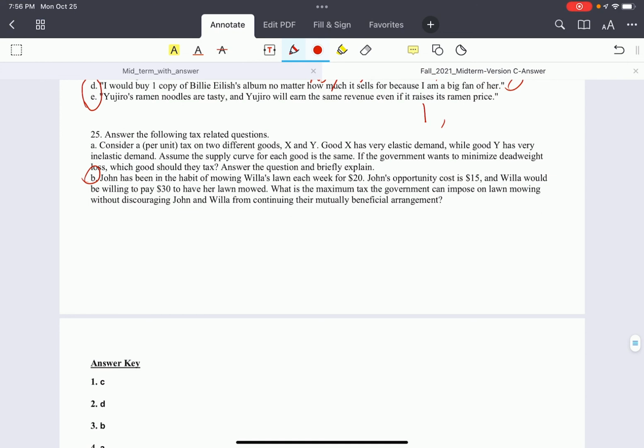So the question here basically asks, if we still want this transaction to continue, what is the largest possible tax? So what you can see here is the willingness to pay of the buyer is 30, and the opportunity cost of the seller is 15. So you can see that there is a total surplus of 15. And the best the government can do is to just charge a tax equal to this total surplus. And in this case, by charging a tax of 15, both the consumer and the seller will have exactly zero surplus. So they're really indifferent between going on with this transaction or canceling this transaction. So that's the maximum tax the government can charge.